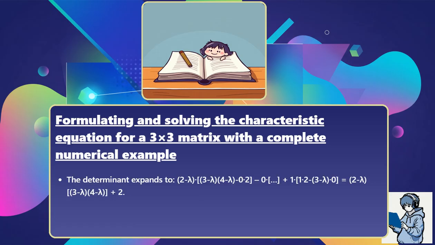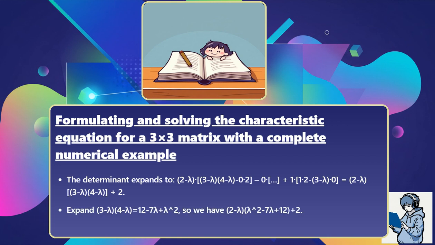lambda. The determinant expands to (2 minus lambda) times [(3 minus lambda) times (4 minus lambda) minus 0 times 2] minus 0 times (...) plus 1 times [1 times 2 minus (3 minus lambda) times 0] equals (2 minus lambda) times [(3 minus lambda) times (4 minus lambda)] plus 2.